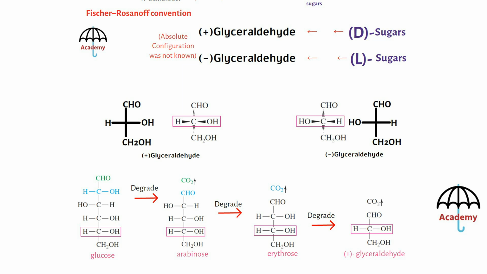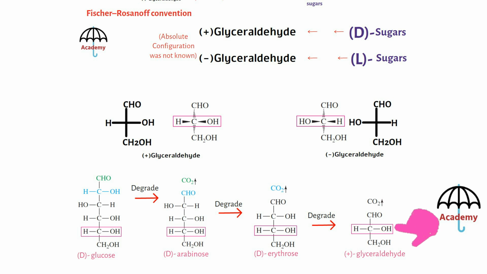As per Fischer-Rosanoff convention, the higher sugars which degraded into plus glyceraldehyde were designated as D sugars. Notice that the asymmetric carbon atom in this glyceraldehyde molecule is actually the remains of the bottom asymmetric carbon in the Fischer projection of higher carbon sugars. Thus it is the asymmetric carbon, farthest from the carbonyl group, that determines which enantiomer of glyceraldehyde is formed by successive degradations. We now know that the plus enantiomer of glyceraldehyde has its OH group on the right in the Fischer projection, as shown here.